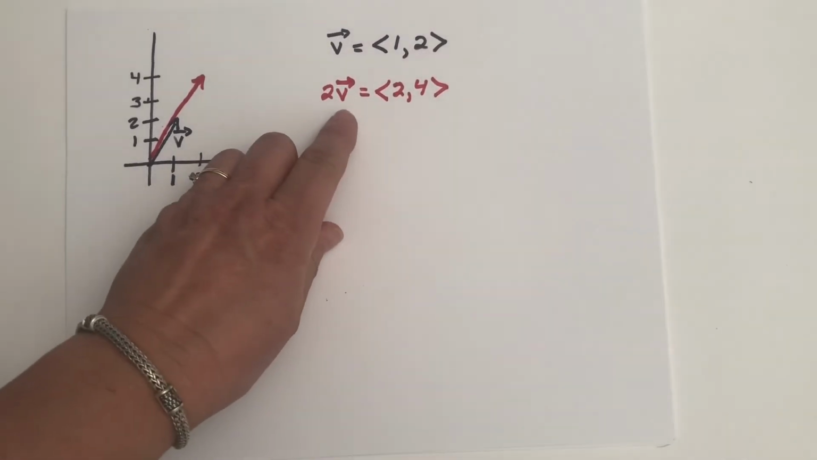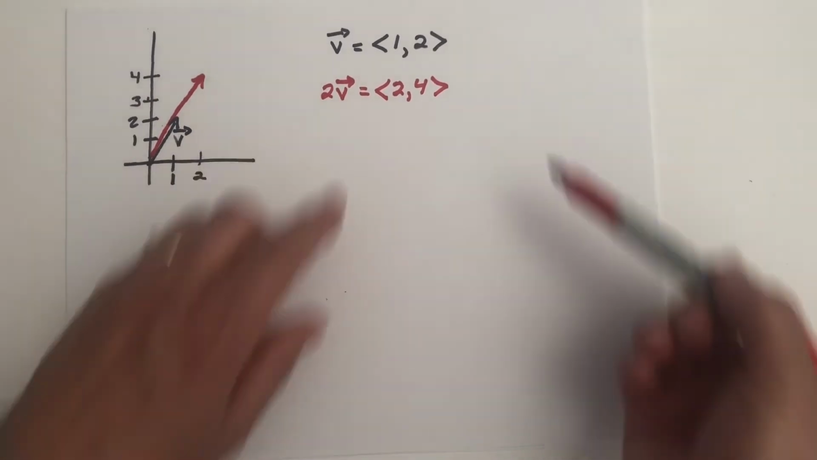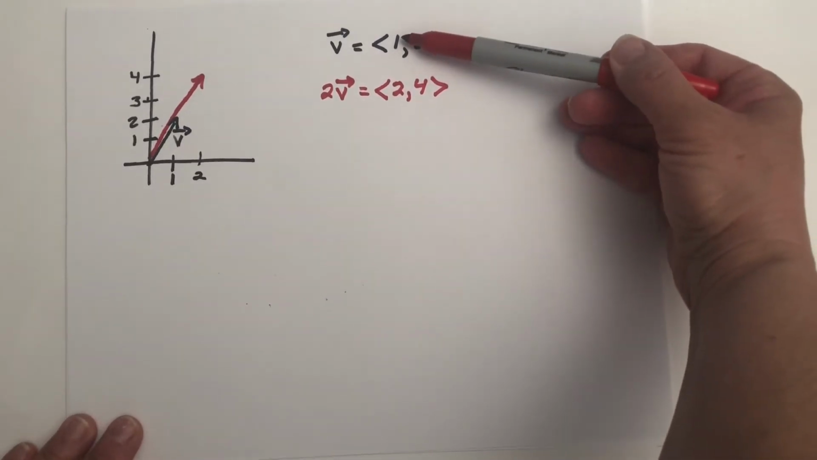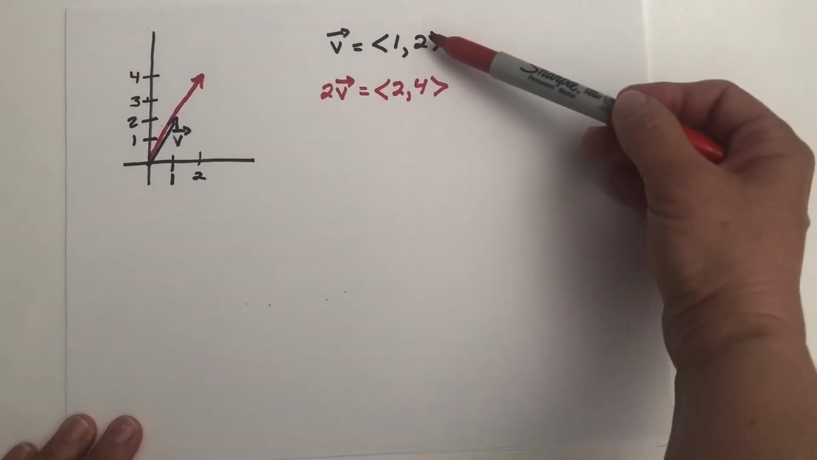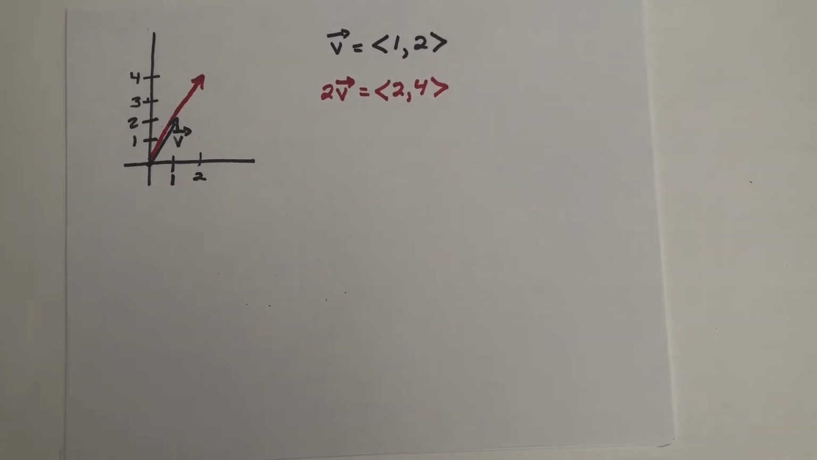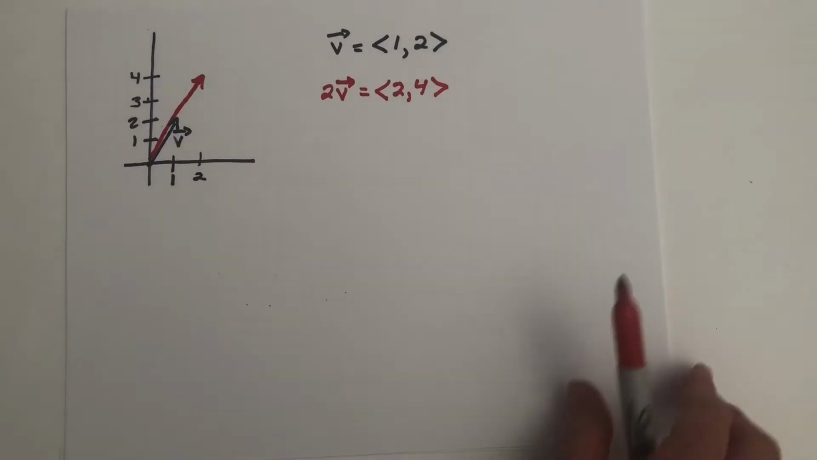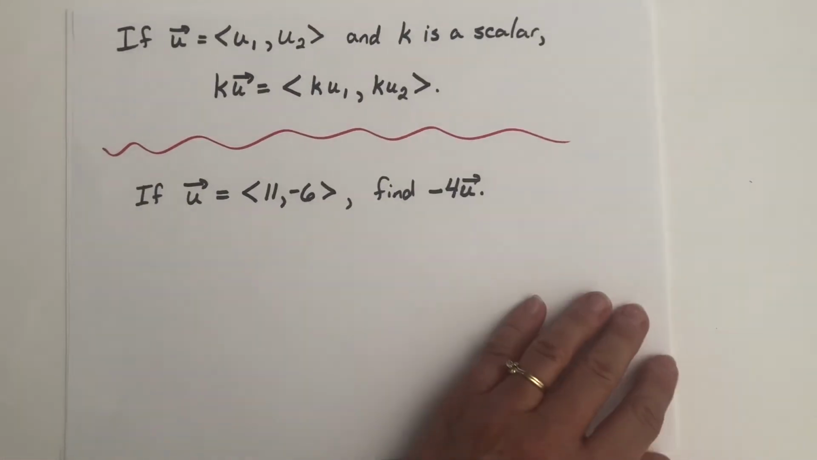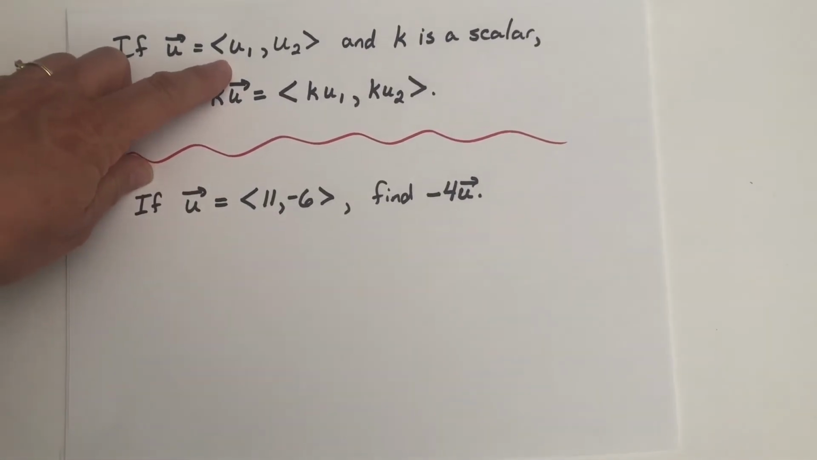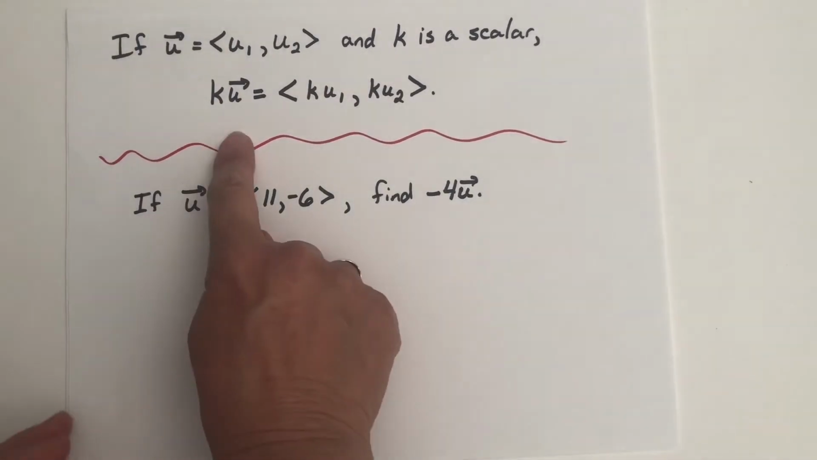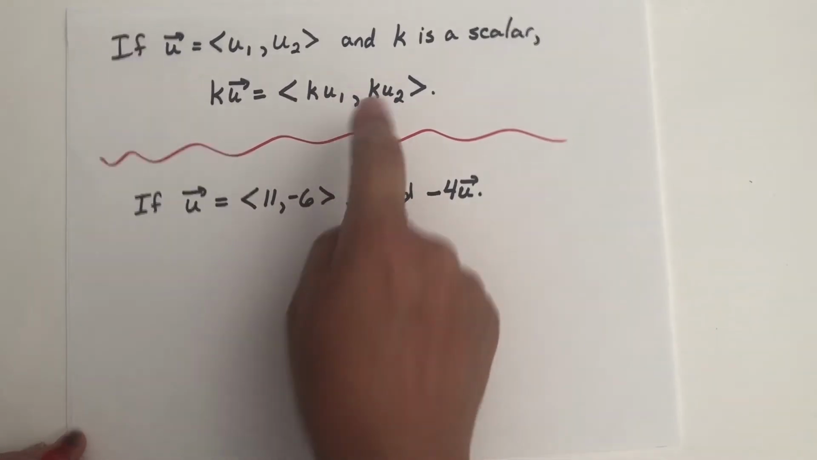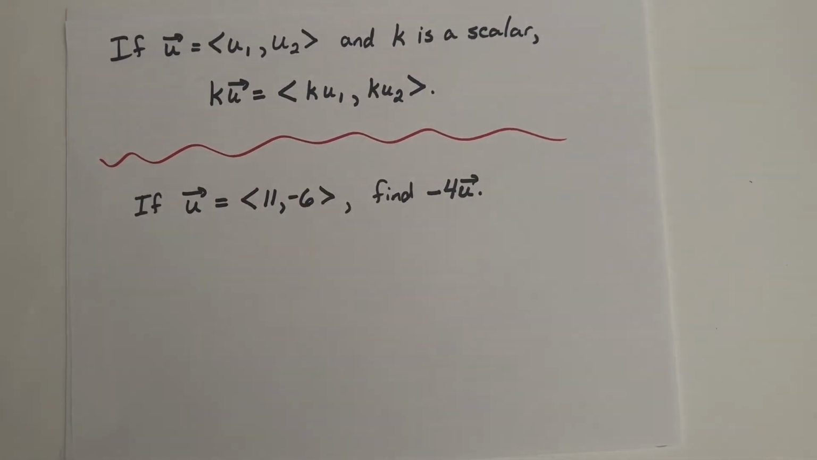When we multiply a vector by a scalar, look at what seems to be the case. You multiply your x component by the scalar and the y component by the scalar. And that is in fact true in general. So let's state it officially. If u is the vector u1, u2, and k is a scalar, we can multiply each of the components by that scalar.